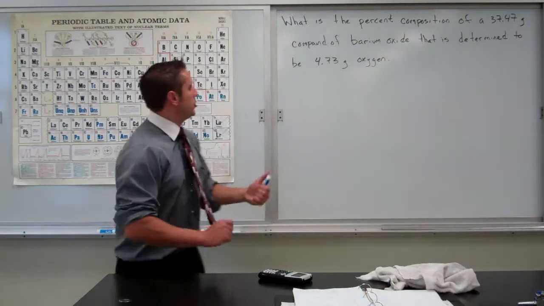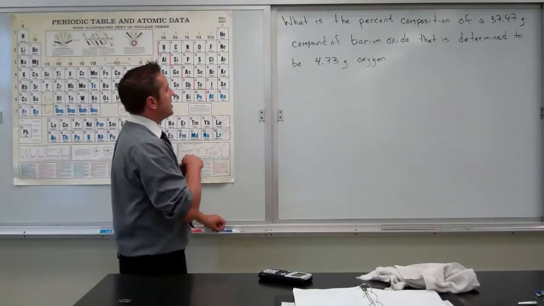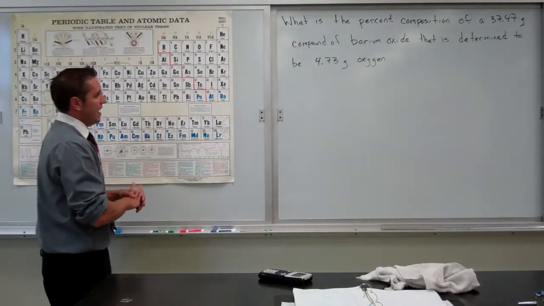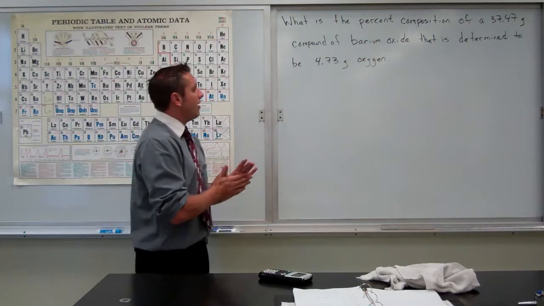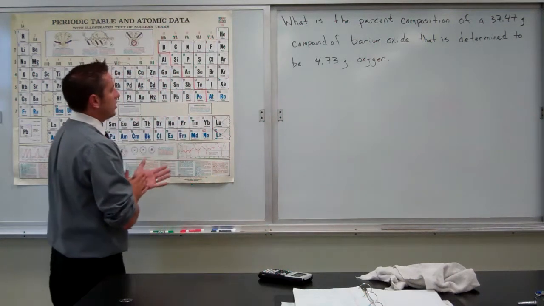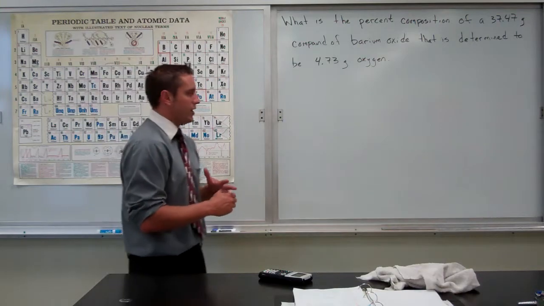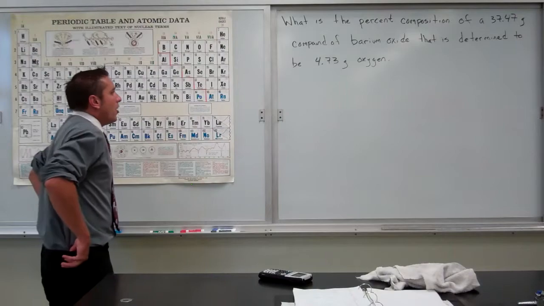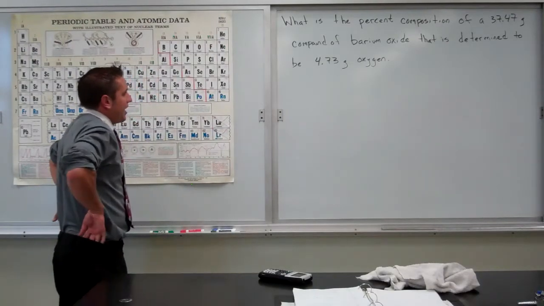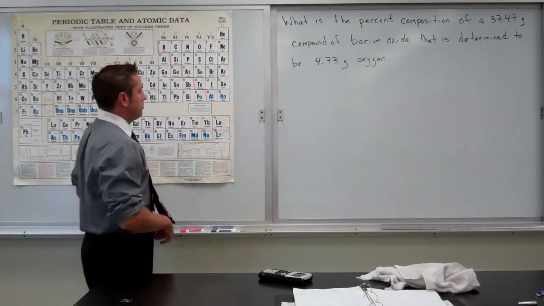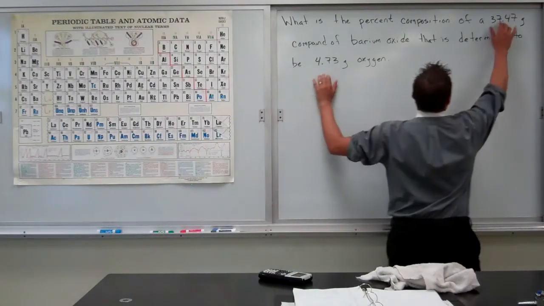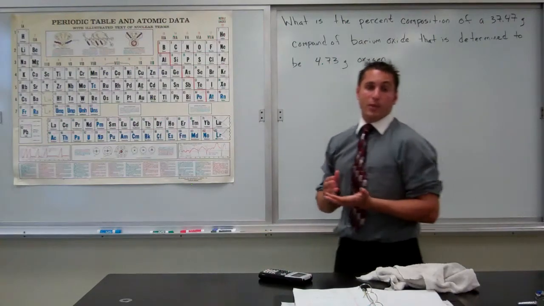This one here is number 2 on your handout, but it says, what is the percent composition of a 37.47 gram compound of barium oxide that is determined to be 4.73 grams of oxygen? The way I know this is an experimental or actual percent composition problem is there's numbers given to me. In the last one, all I had was a formula.